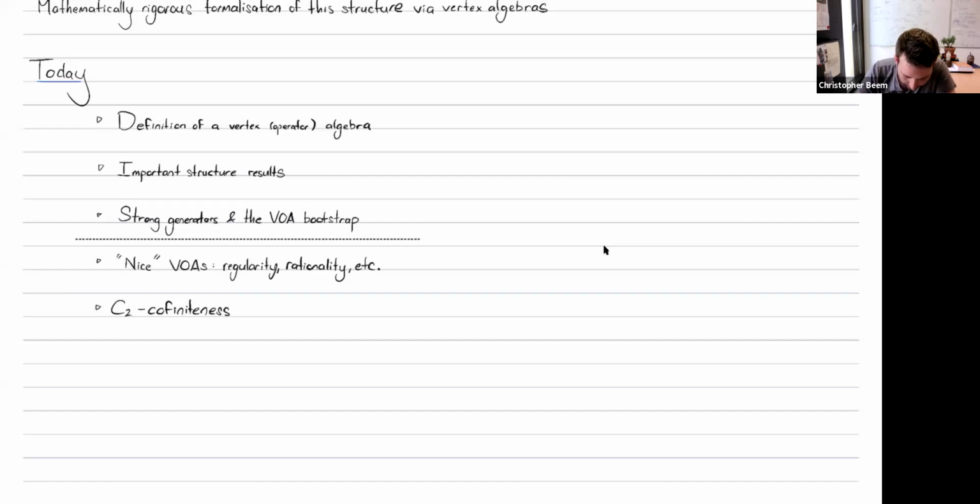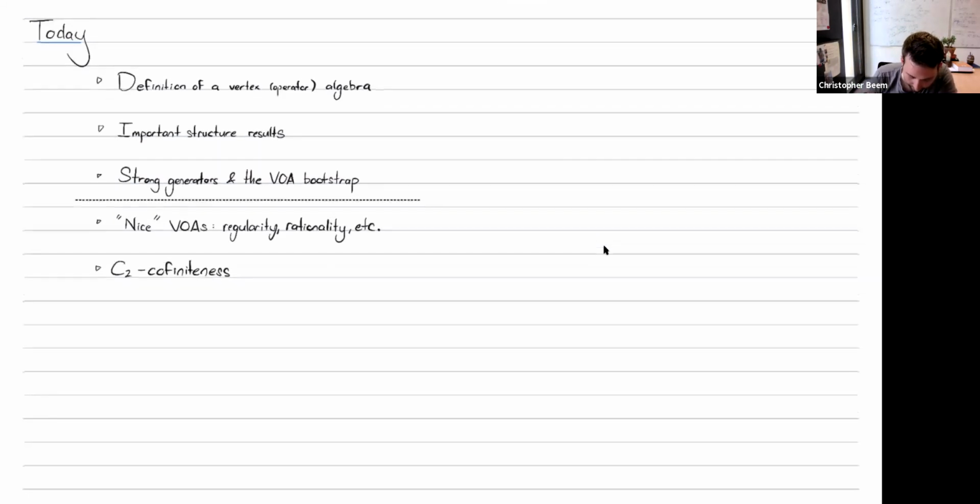So here's the plan, more or less. I will define vertex algebras and vertex operator algebras. That's going to take longer than you think. I will recount what I think are some important structural results that follow from the definition. None of them are surprising if you have a physics intuition, but it's nevertheless important that they follow from the definition if you want to be rigorous. I will gesture towards a way that we tend to approach these things in practice in terms of something that I would call the vertex algebra or VOA bootstrap.